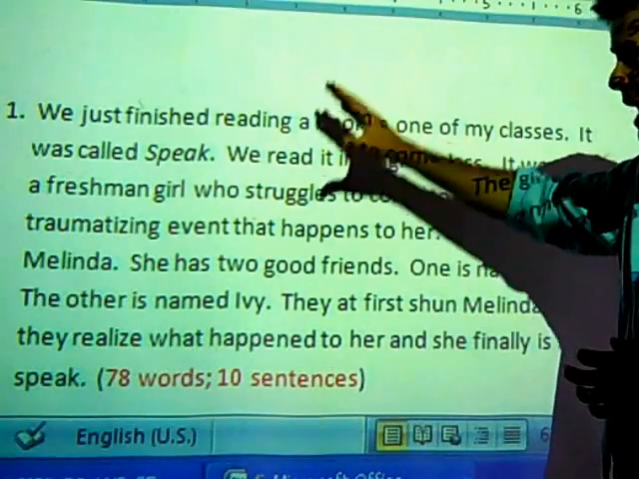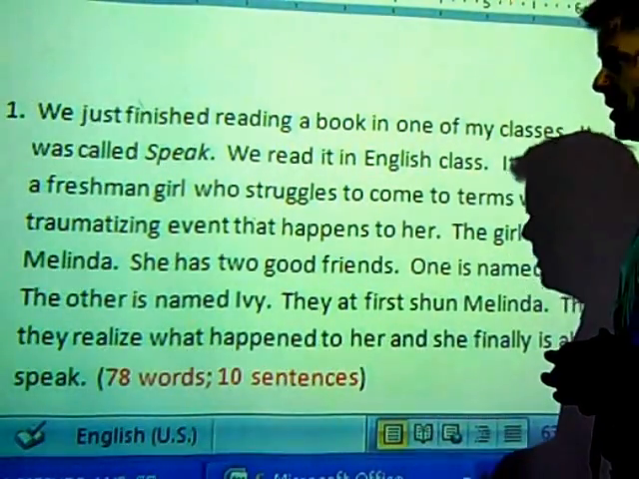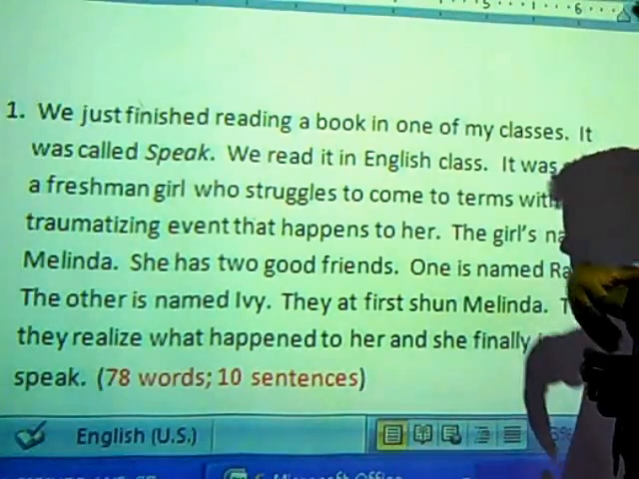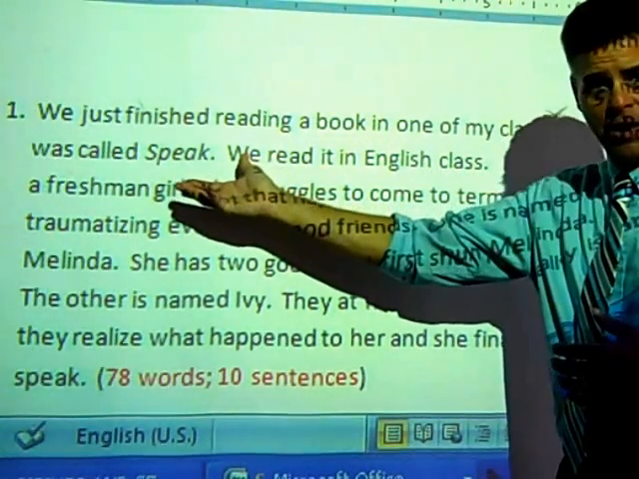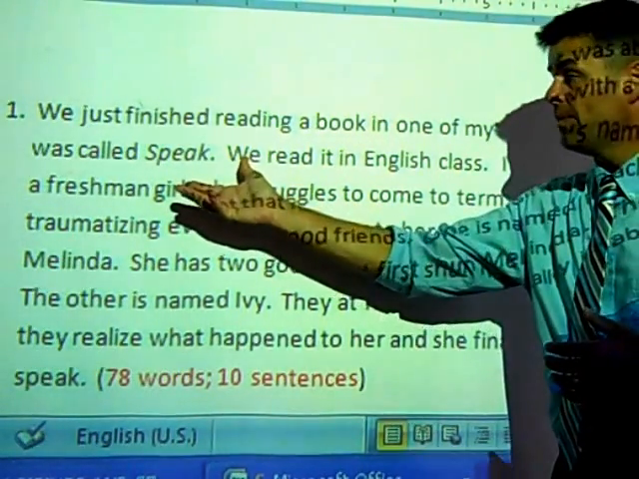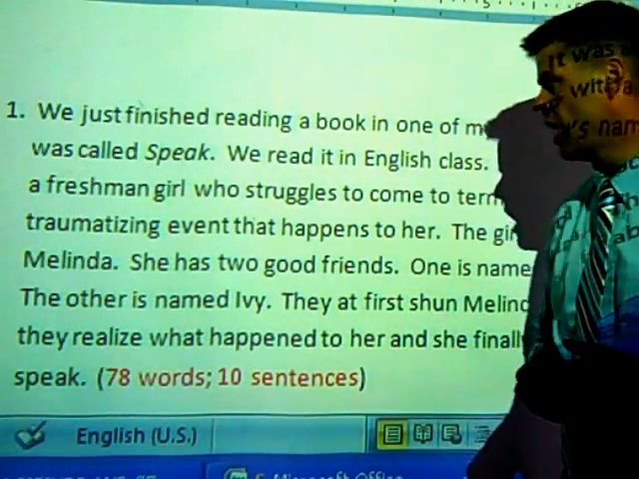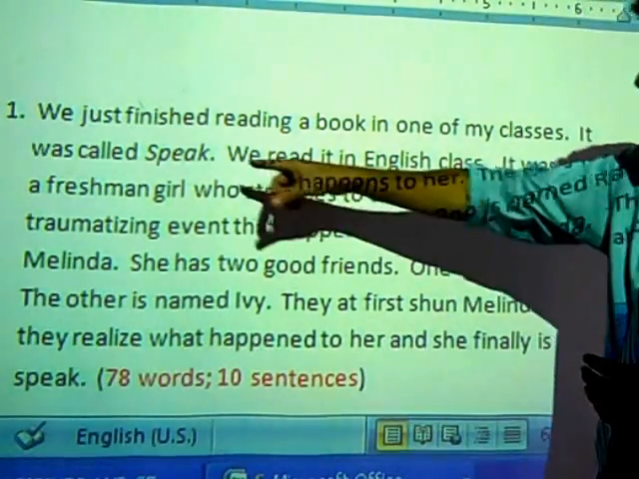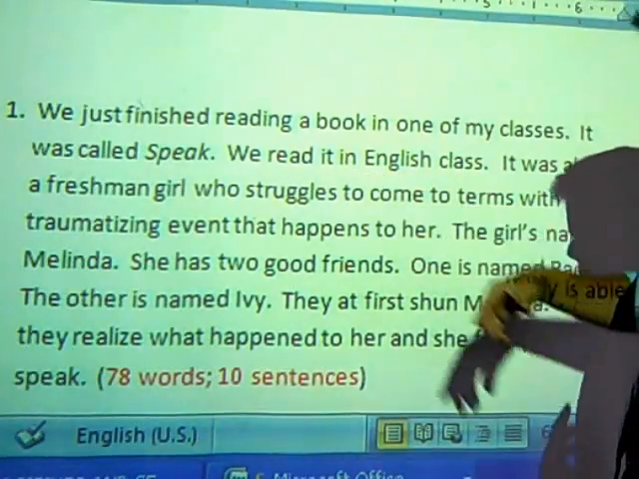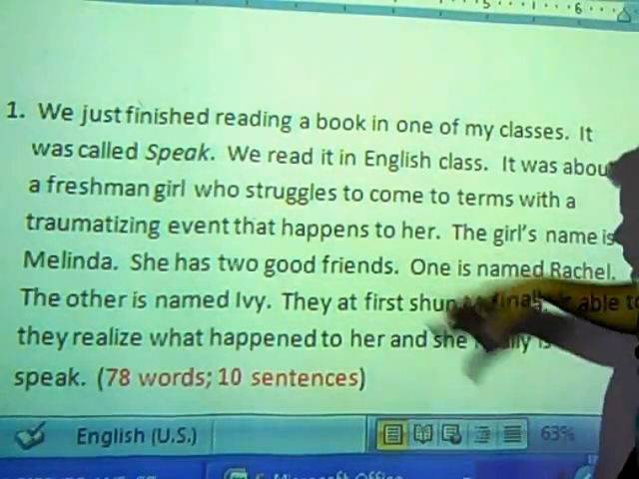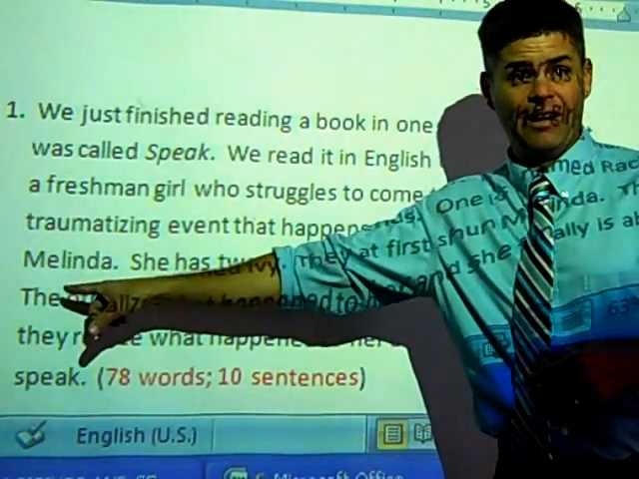So if we look through this passage, one thing we're going to notice, and you probably caught it as I read it, is that I'm talking about something, a noun, in this case the book Speak, and then I go on to continue to discuss it or describe it. In this case, I go on to say we read it in English class. I go on to describe what it's about, and then I go on to describe another noun, Melinda.